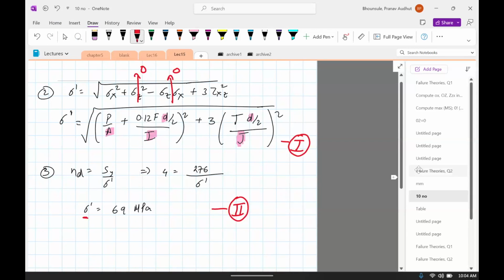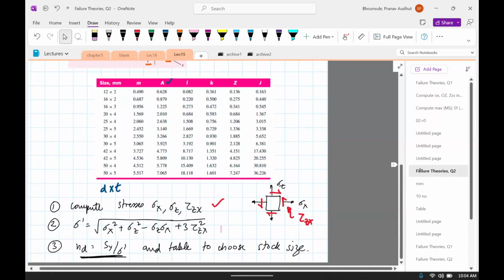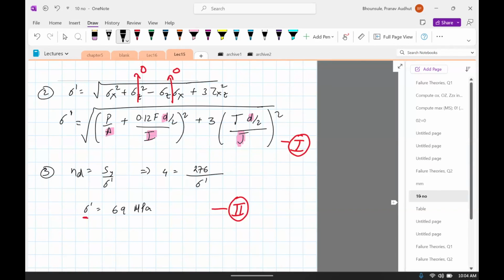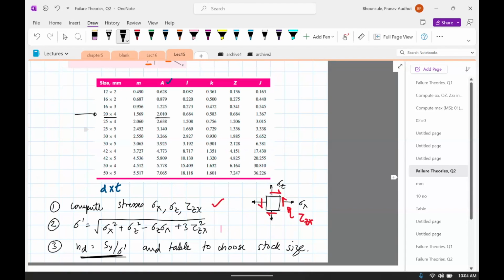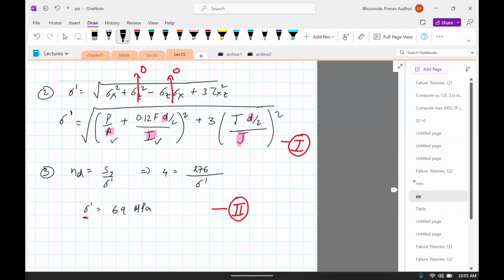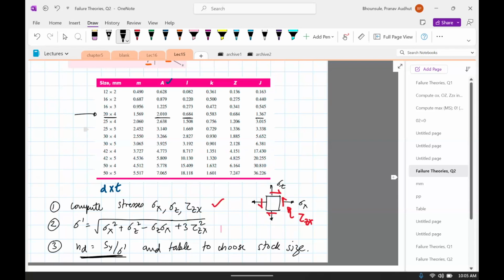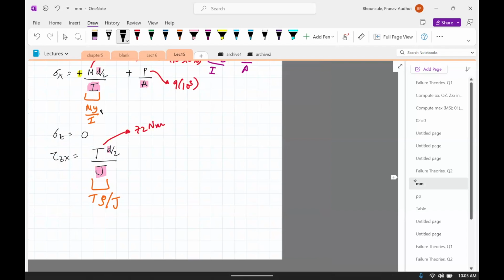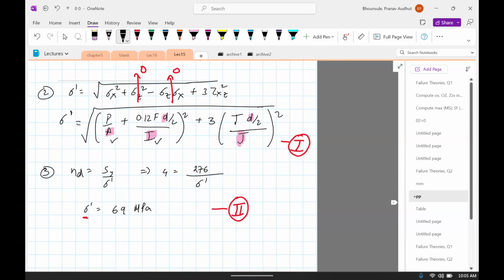So what you need to do is this. Go to this table and choose a stock size. So let's say we chose this one. You're given A, so go back to this formula and put in the value of A. Look at I, put in the value of I. Similarly for J, put in the value of J. And you're also given the diameter, small d, times T. So for a given stock size, you would know capital A, I, small d, and J, and then you'll get a sigma prime.